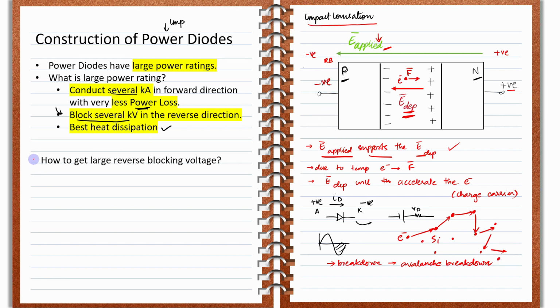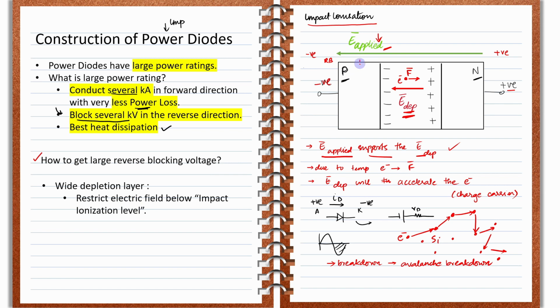So now the question comes, how to get large reverse blocking voltage? I've told you, to understand this, you need to understand the previous concept. So the solution here is to have a wide depletion layer. So how does the wide depletion layer help? That is the next question. A wide depletion layer actually allows us to restrict the electric field below the impact ionization level.